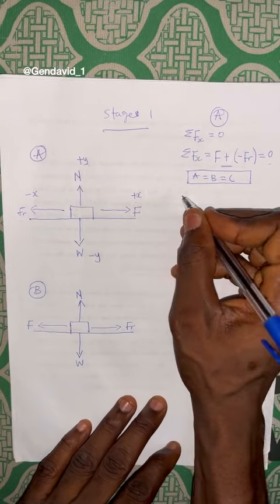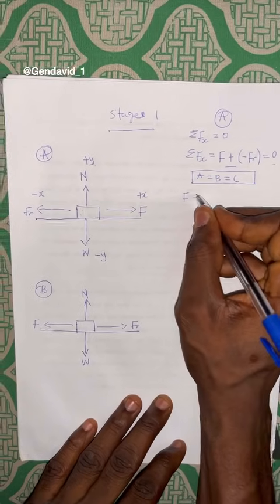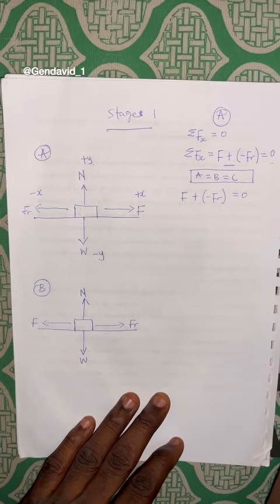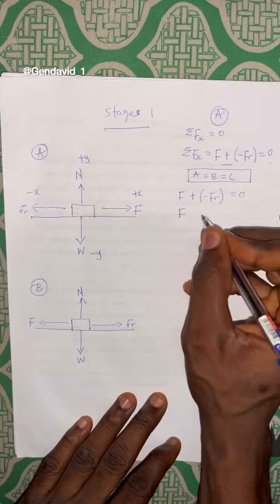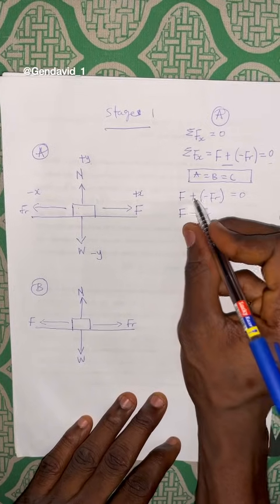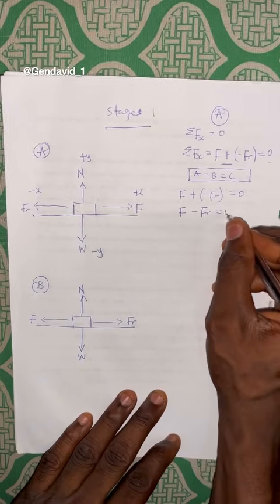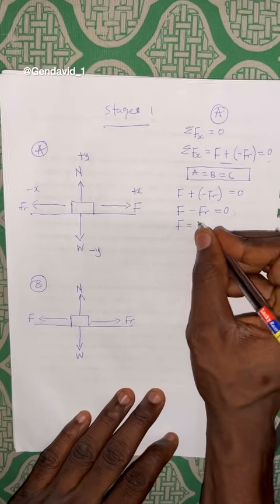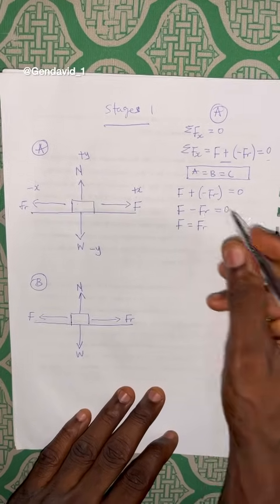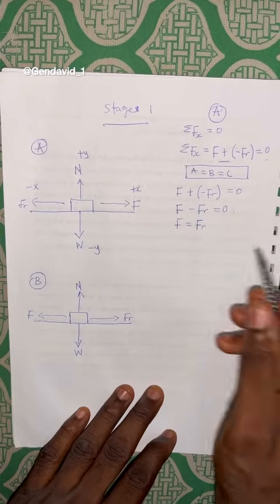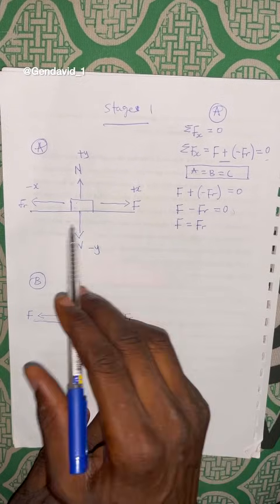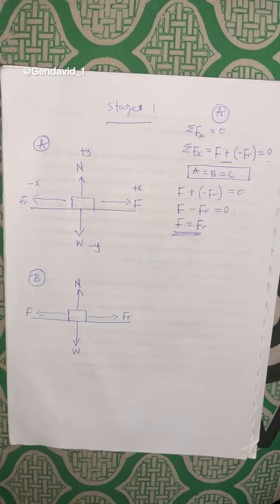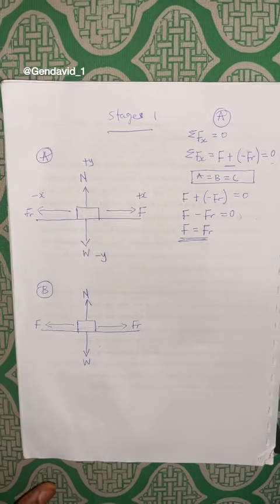So let me bring the 2 out. I can say that F plus, in brackets, minus FR is equal to 0. So obviously F minus FR, plus times minus will be minus, equals 0. So F will now be equal to, if I take minus FR to this side, it will become plus FR. That is why whenever you are solving like this, they always say that F is equal to FR. Are we all together? This is just the condition.